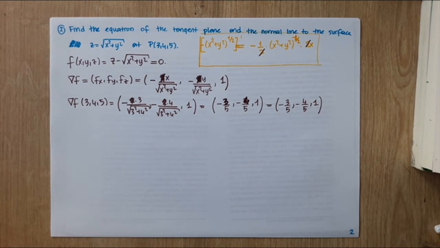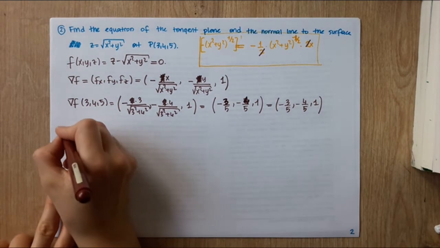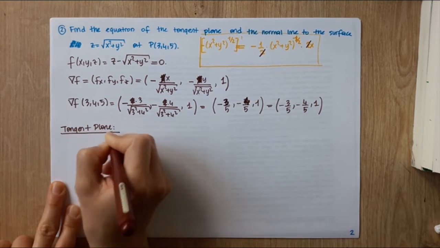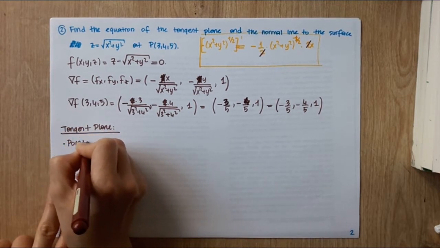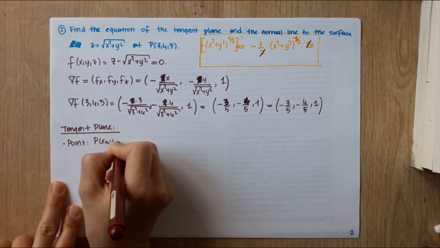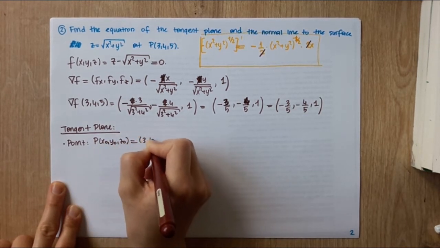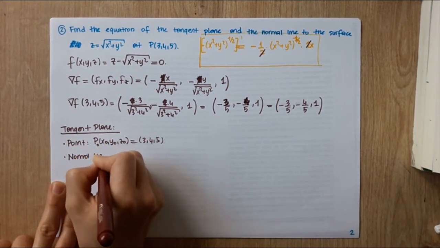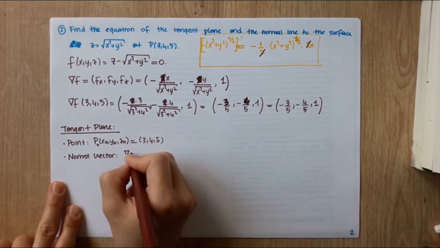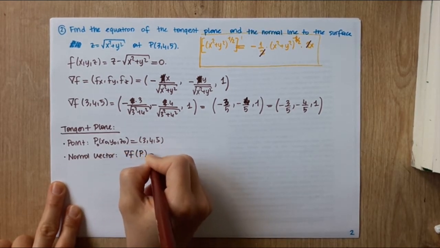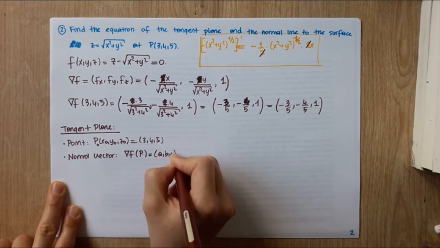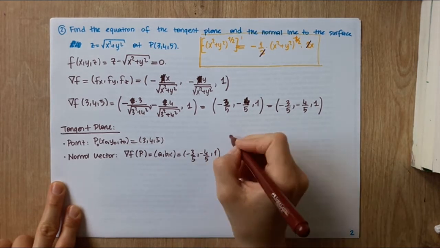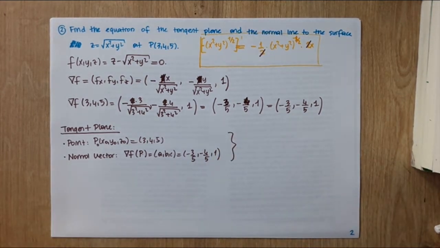Okay, so now it's time to find the equation of the tangent plane. We know what the point is. The point is 3, 4, 5. And the normal vector is the gradient vector of f evaluated at the given point. So it is A, B, C, which is minus 3 over 5, minus 4 over 5, and 1. Okay, now I can write the equation.